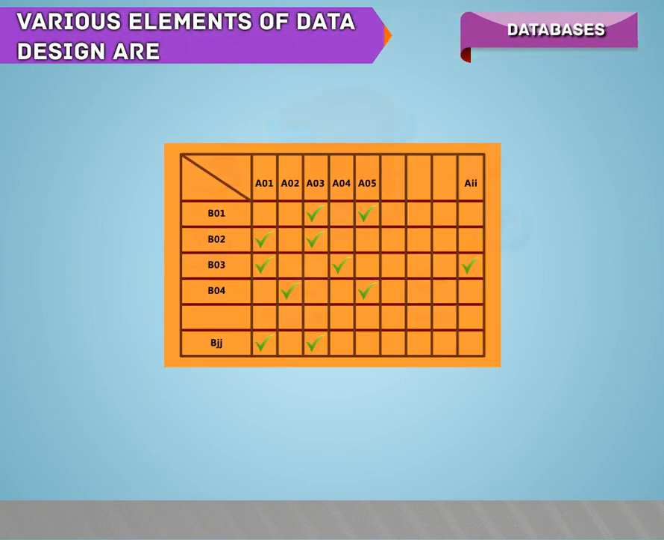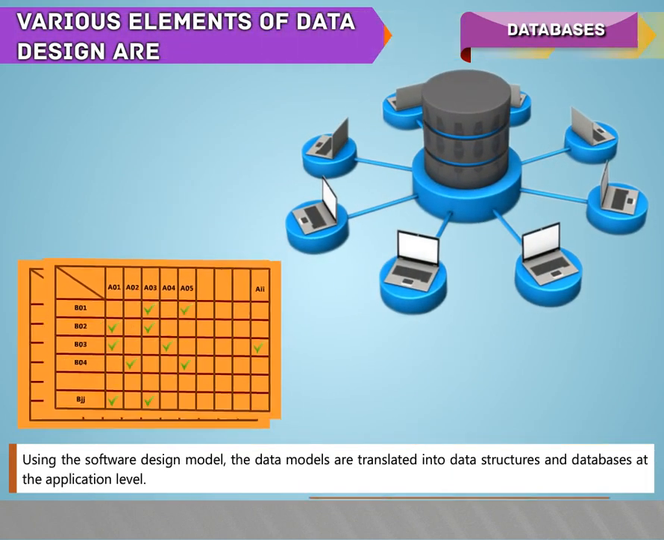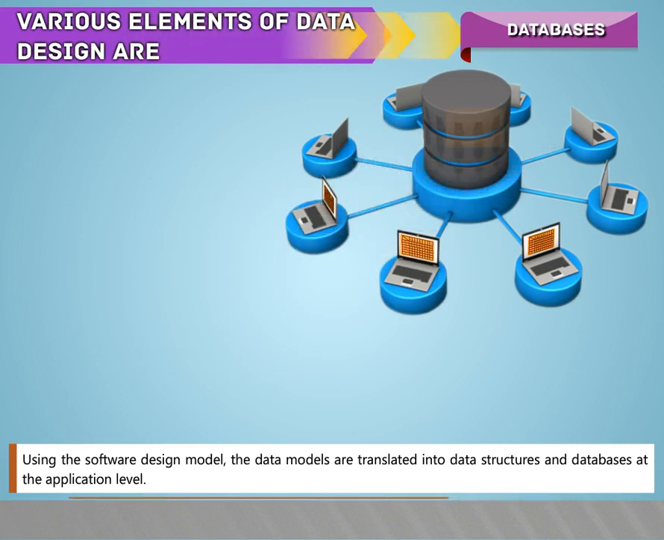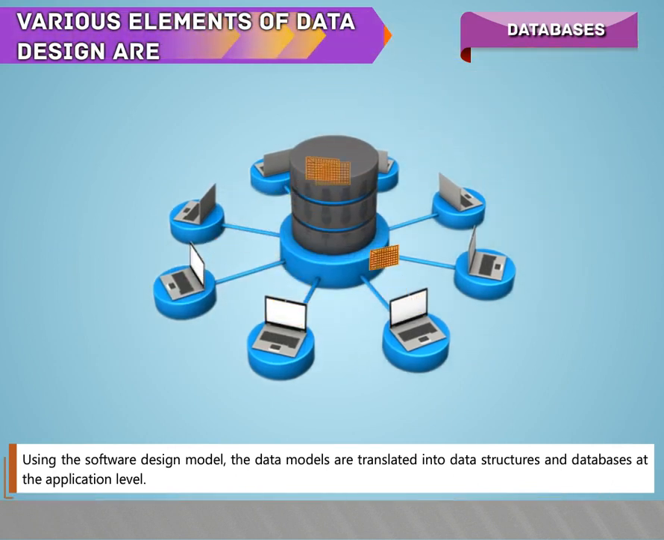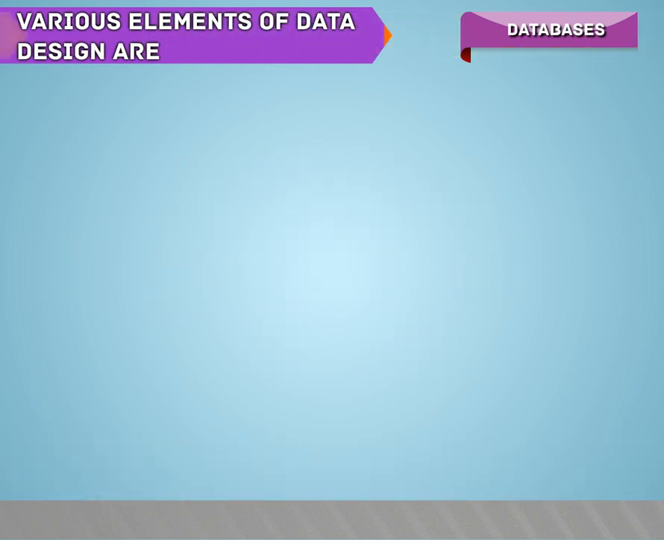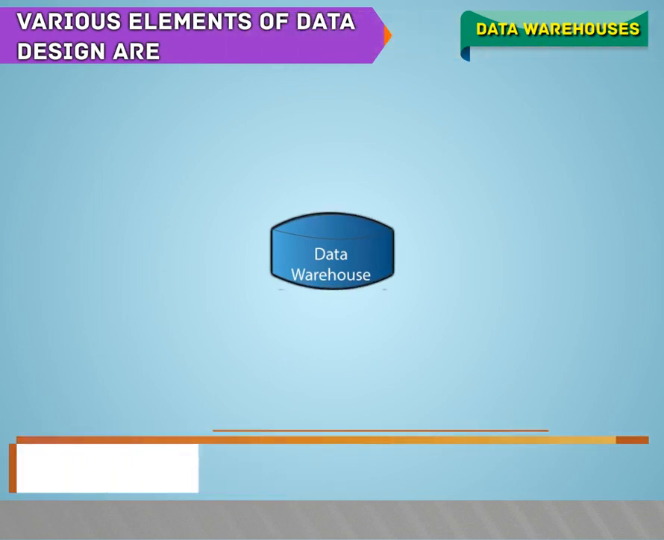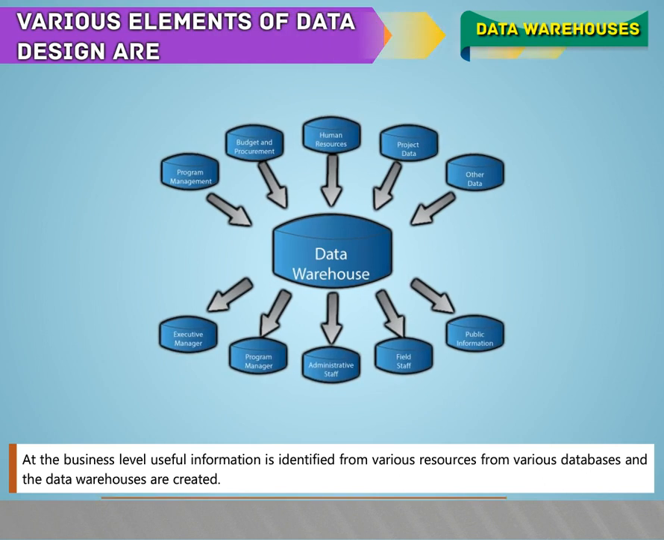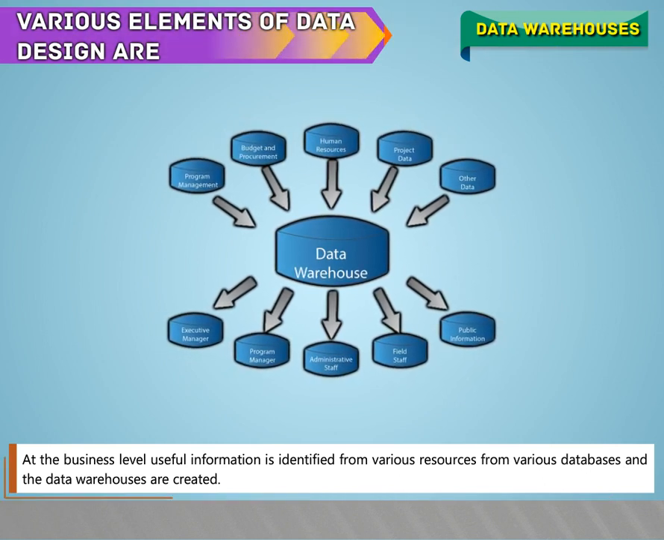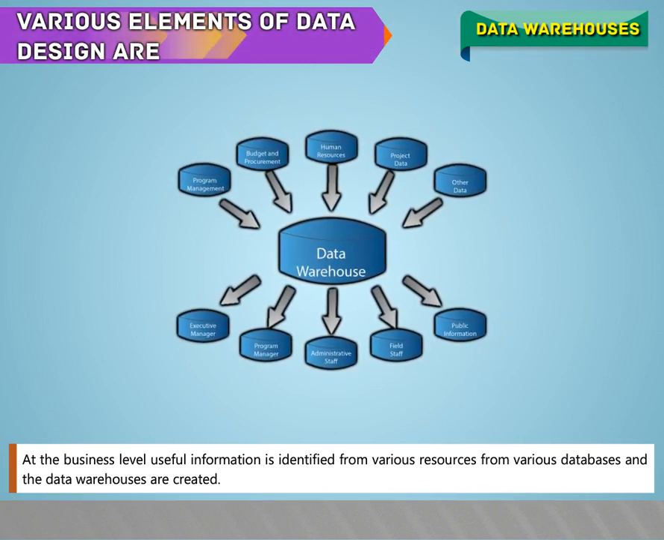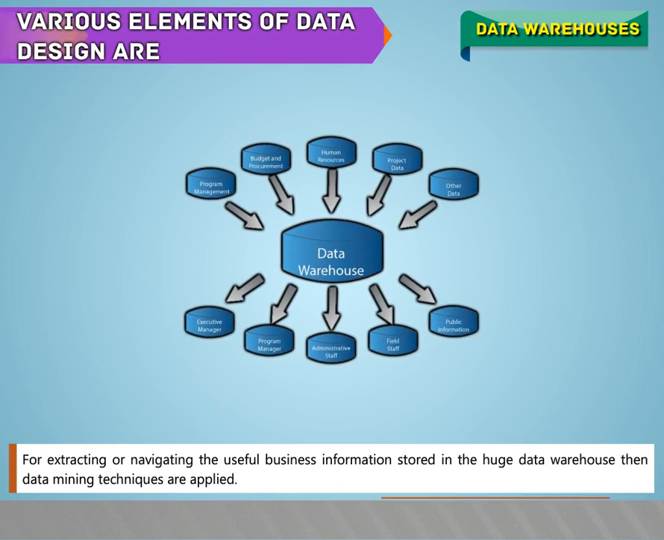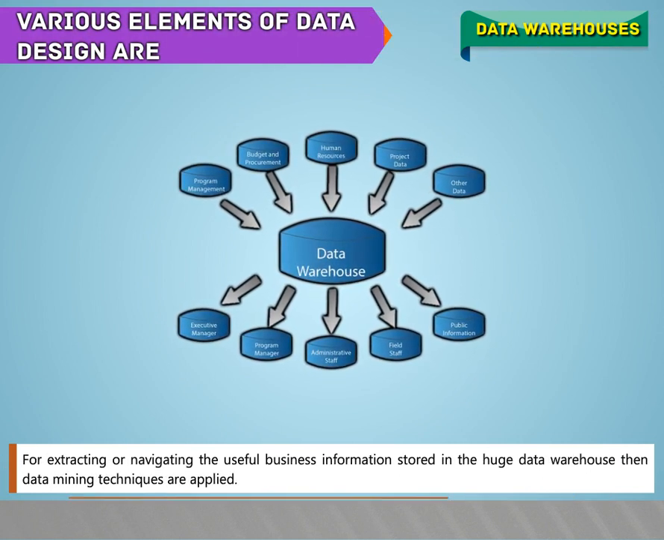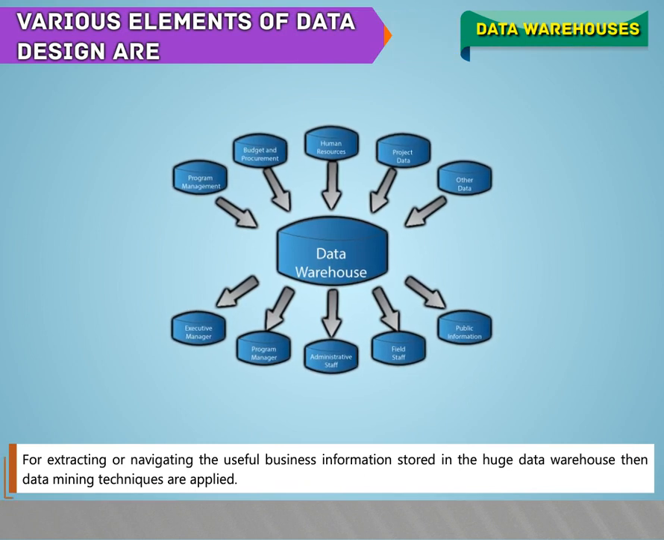Databases. Using the software design model, the data models are translated into data structures and databases at the application level. Data warehouses. At the business level, useful information is identified from various resources, from various databases, and the data warehouses are created. For extracting or navigating the useful business information stored in the huge data warehouse, data mining techniques are applied.